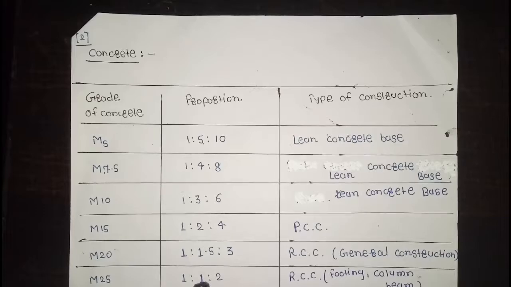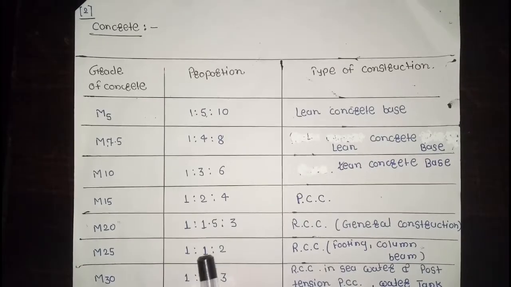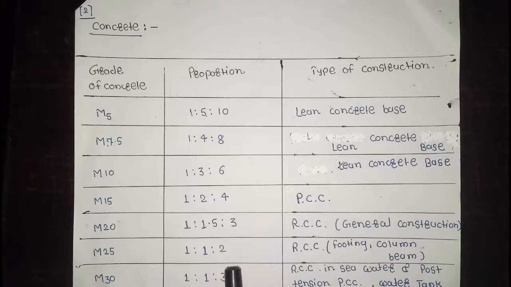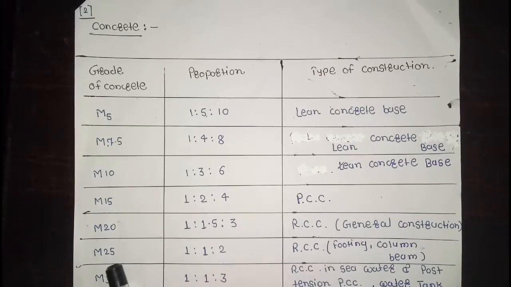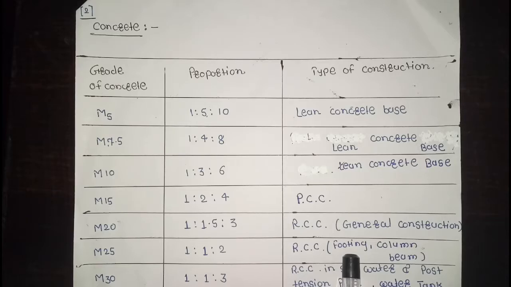M25 grade of concrete, whose proportion is 1:1:2, 1 part of cement, 1 part of sand and 2 part of aggregate. So this is used for RCC, for footing, column and beam, and it is usually preferred for high-rise building like 3 or 4 stories to resist the high range load and for constructing beam, column and slab, etc.